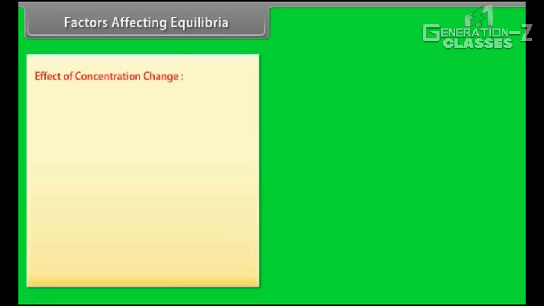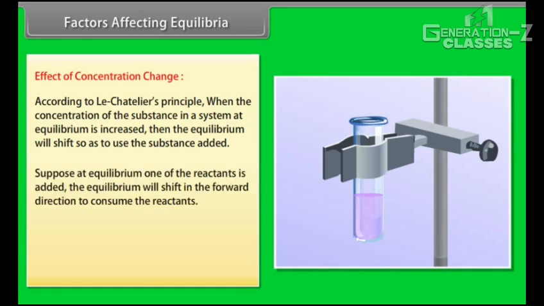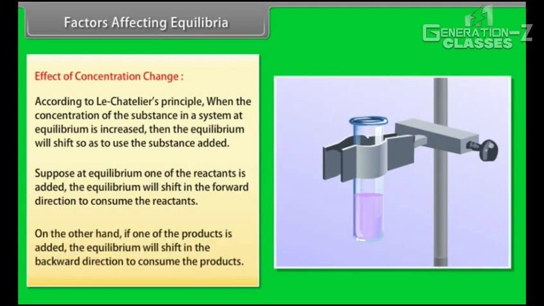Effect of concentration change. According to Le Chatelier's principle, when the concentration of the substance in a system at equilibrium is increased, then the equilibrium will shift so as to use the substance added. Suppose at equilibrium, one of the reactants is added. The equilibrium will shift in the forward direction to consume the reactants. On the other hand, if one of the products is added, the equilibrium will shift in the backward direction to consume the products.